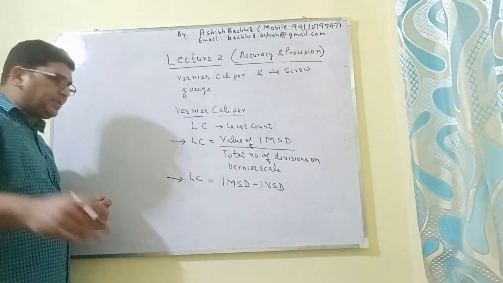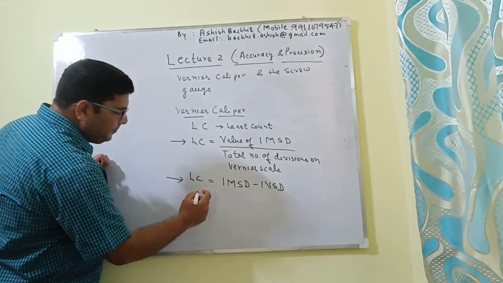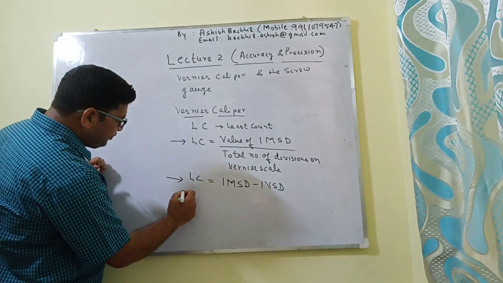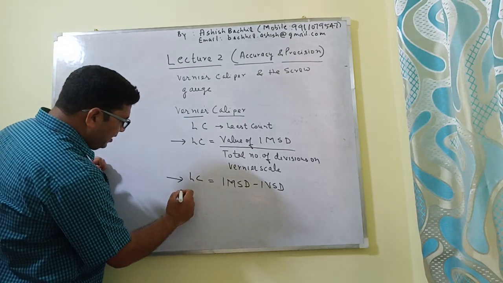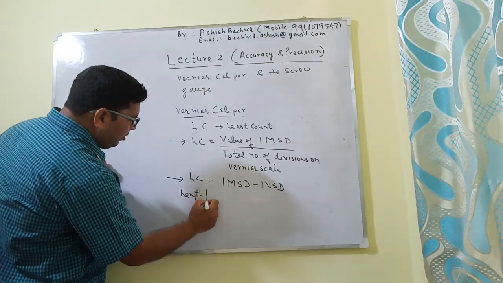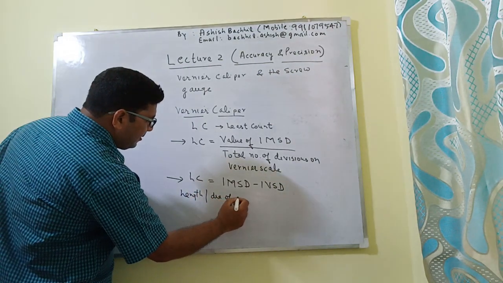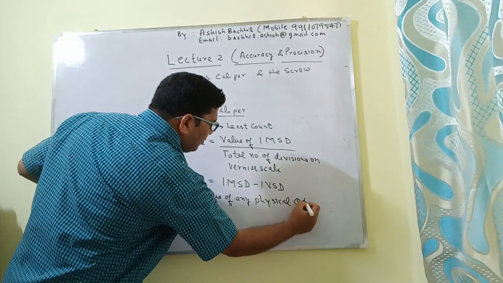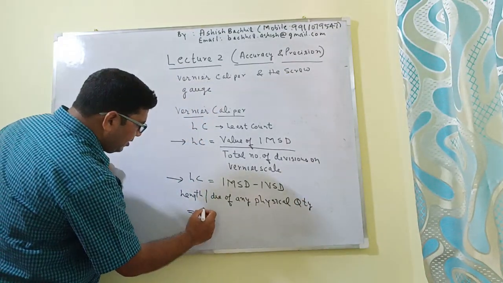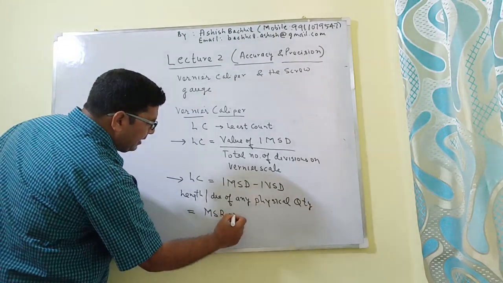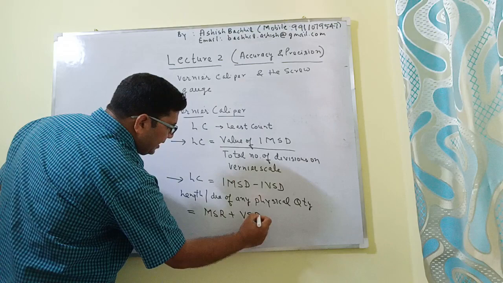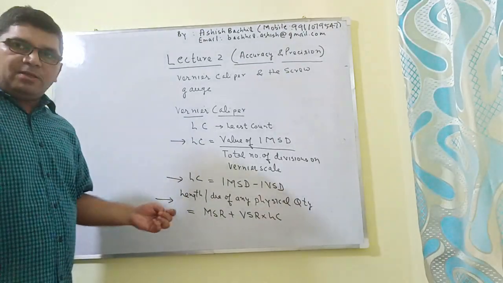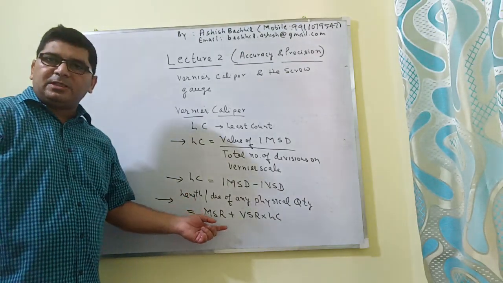Now if you want to measure the physical dimension with the help of a vernier caliper, the formula for calculating the dimension of any physical quantity, maybe the length or the diameter of any physical quantity, is equal to main scale reading plus vernier scale reading into least count. This is another formula which is important from the point of view of solving the numerical problems.